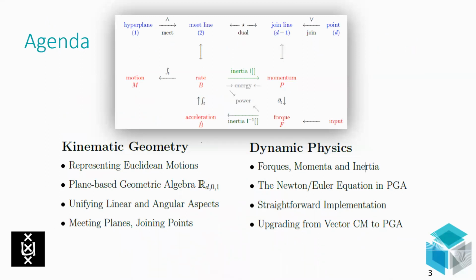I will be talking first about kinematic geometry. So how do we represent Euclidean motions? We use a special algebra for that. Then in the second half of the talk, I will go to including the dynamic physics and the Newton-Euler equations, and how that sheds light on how we used to do things and how we should do things.